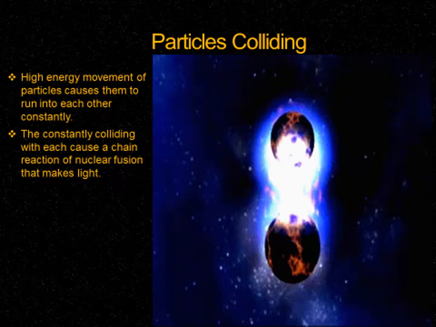High energy movement of the particles causes them to constantly run into each other. The constant colliding with each other causes a chain reaction of nuclear fusion, and this chain reaction is what actually makes light.